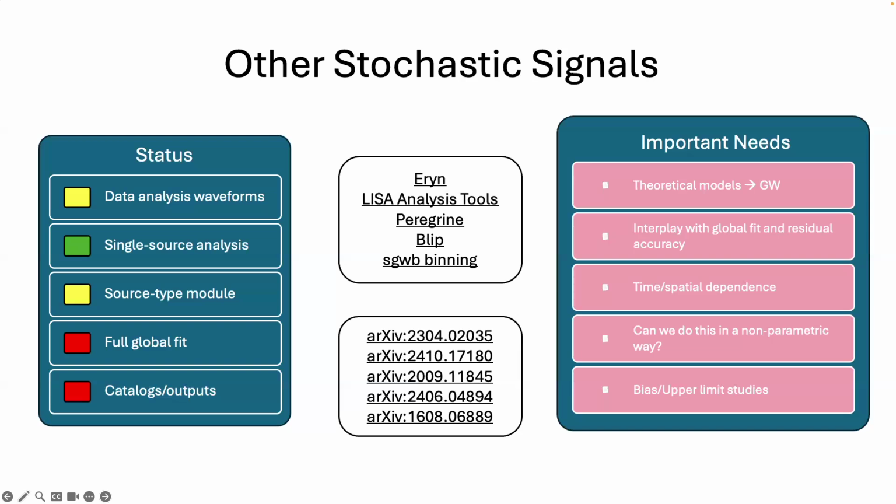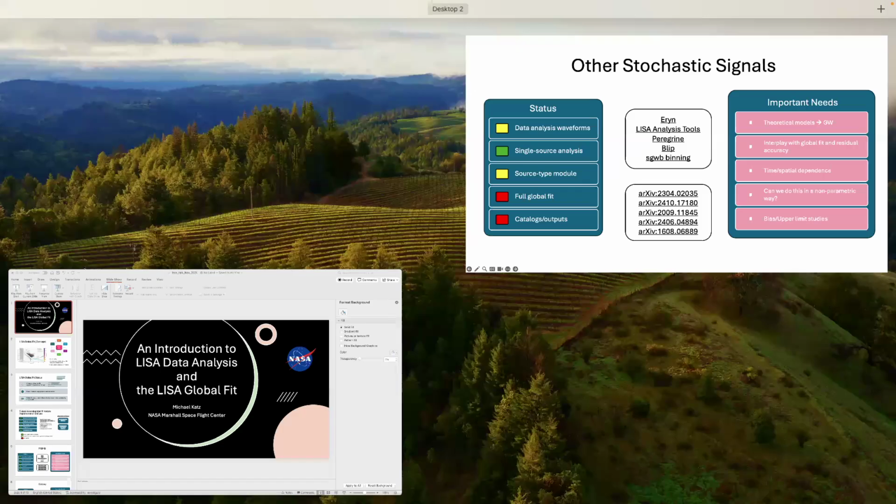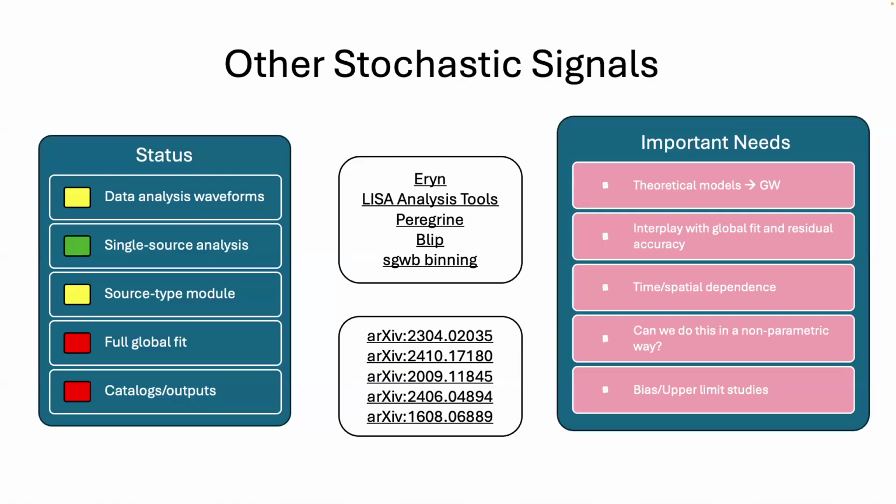We need to go from theoretical models of cosmology to gravitational wave signals or stochastic signal predictions. We need to look at the interplay with global fit and residual accuracy. That's something that Robbie talks a lot about, I think, in his recent paper. Look at time and spatial dependence. There's also a recent paper from a few folks out of, I think, Vanderbilt, Minnesota, that look at anisotropic backgrounds and whatnot. So that's where we have to look at the time and spatial dependence.